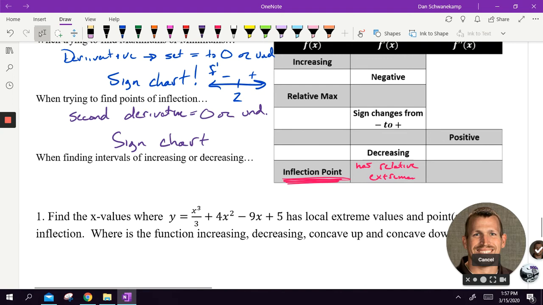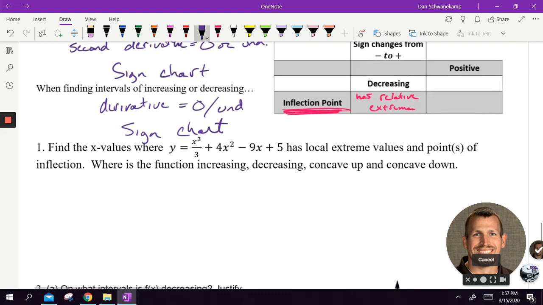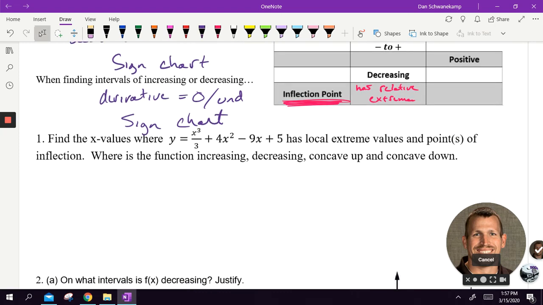If you're looking for intervals that are increasing or decreasing, guess what? Take the derivative. Set it equal to 0 or undefined, and then sign chart. A lot of different things can be solved by taking the derivative, setting it equal to 0, and solving. Just got to know how to do each one. Again, nothing crazy difficult there. Just make sure you do it.